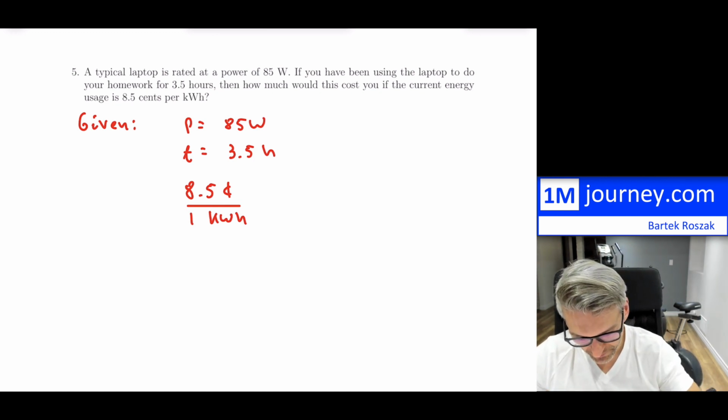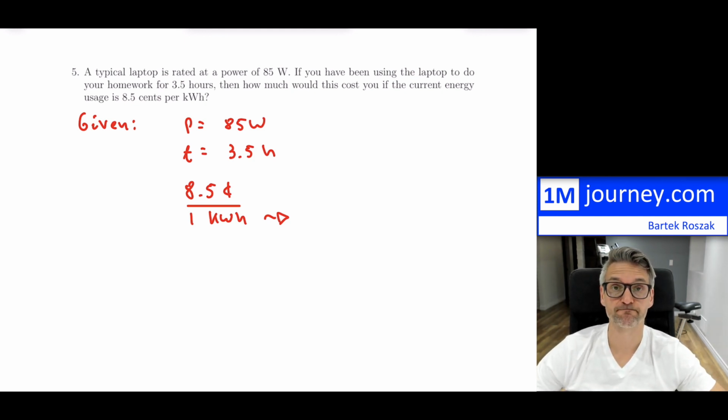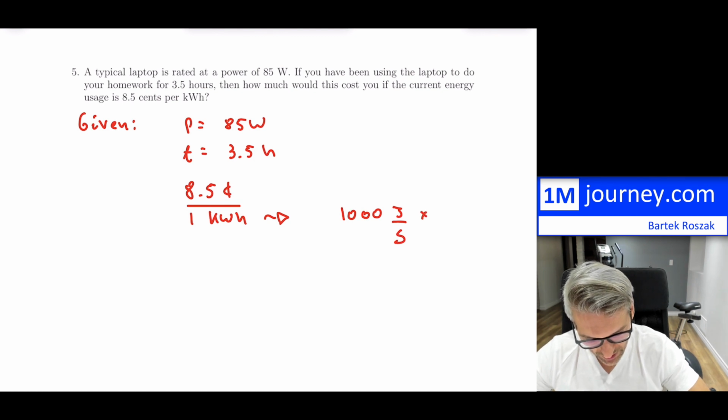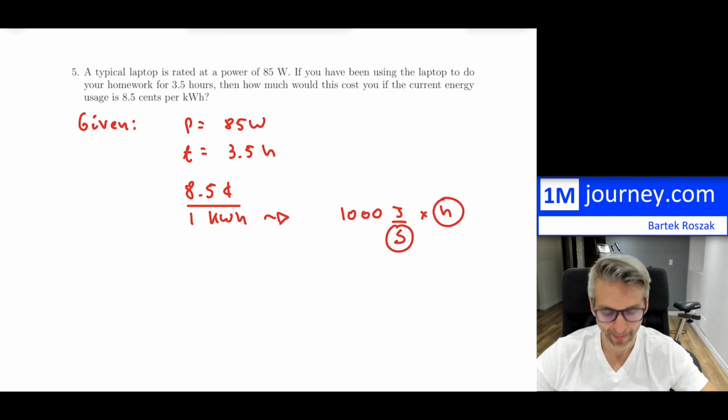So first, notice that it's kilowatt hours. Kilowatt hours is a unit for energy, because kilo just means 1,000, right? Watts just means joules per second. And hours, so times hours, you can certainly convert hours to seconds, and then you can find out how much energy in joules this would be.